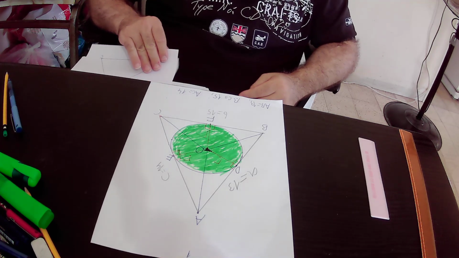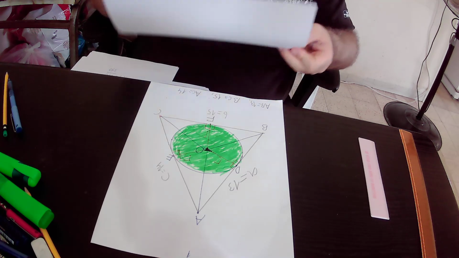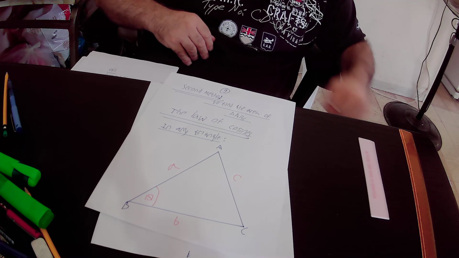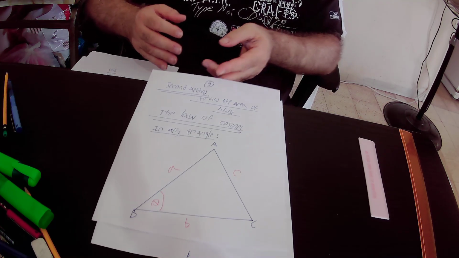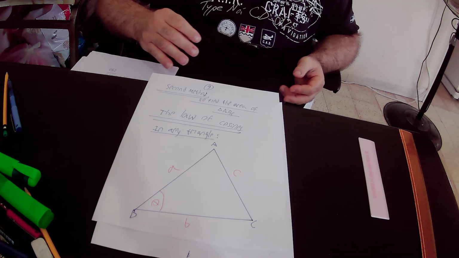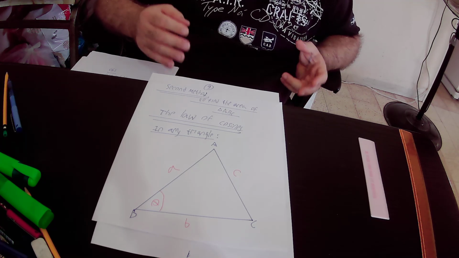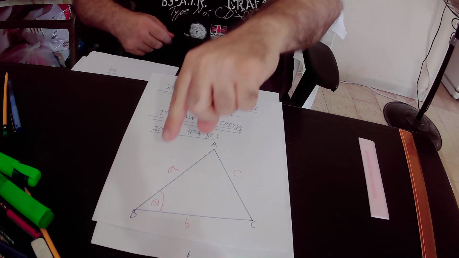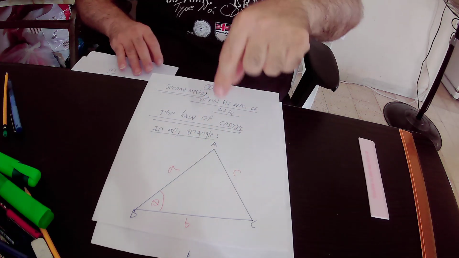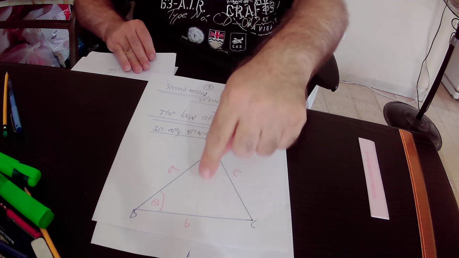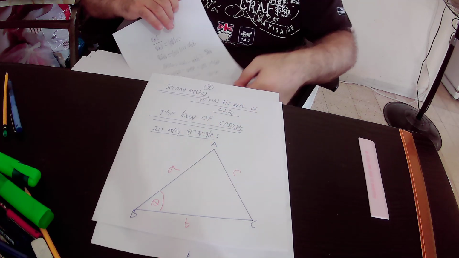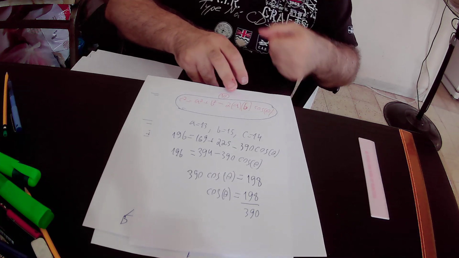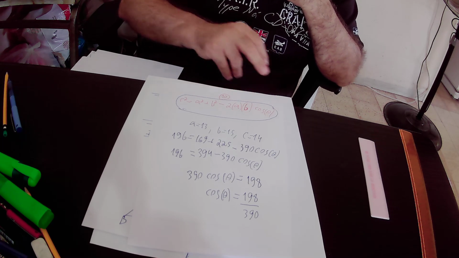Then I presented you a second method to find out the area of triangle ABC. We used the law of cosines in order to find out the area of triangle ABC. According to the law of cosines that is valid for any triangle, C square equals A square plus B square minus 2 times A times B times cosine theta. Again, C square equals A square plus B square minus 2 times A times B times cosine theta.